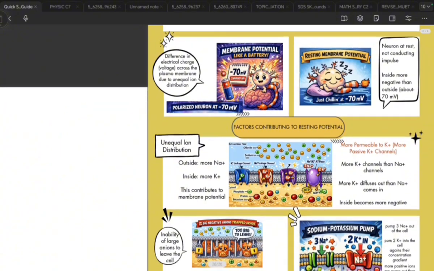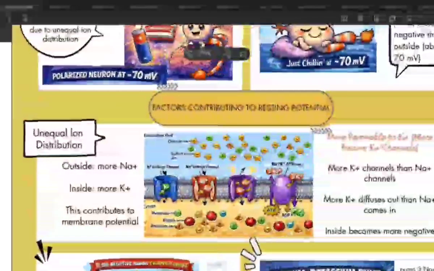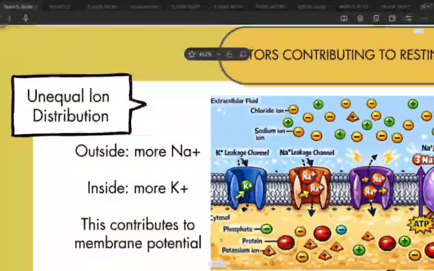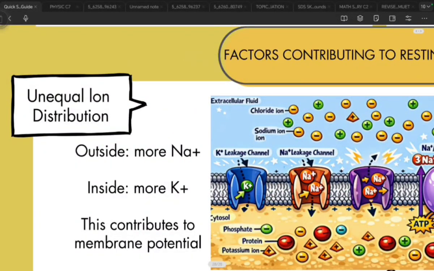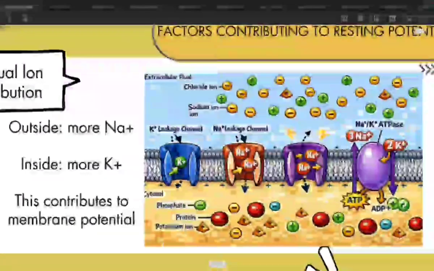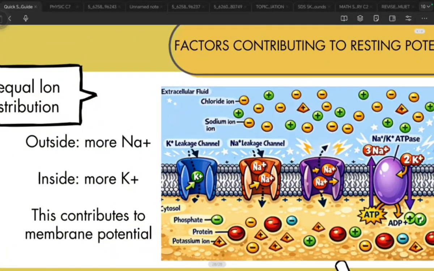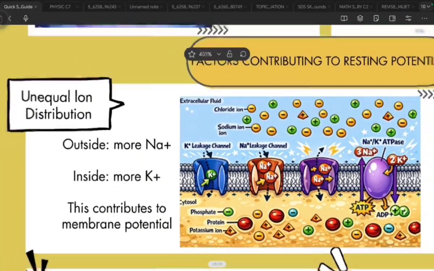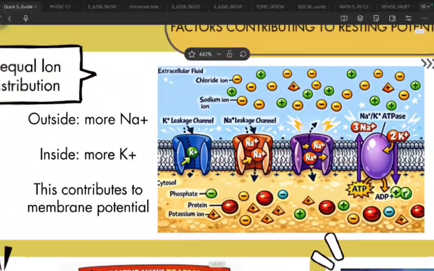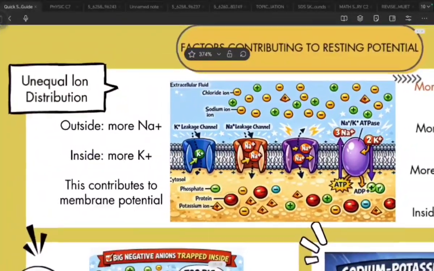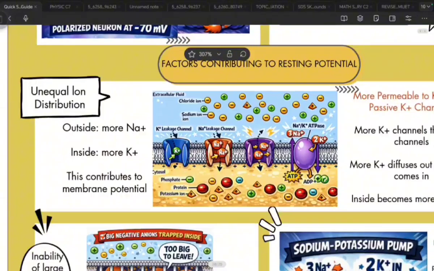Next, look at the factors contributing to resting potential. First, unequal ion distribution. The outside has more Na+ ions, while the inside has more K+ ions. This contributes to membrane potential.